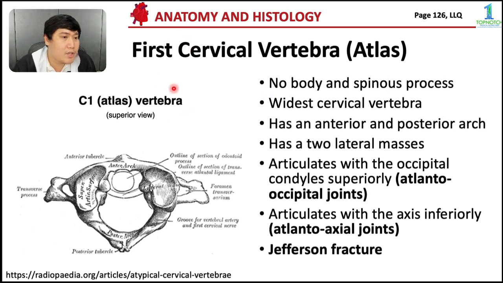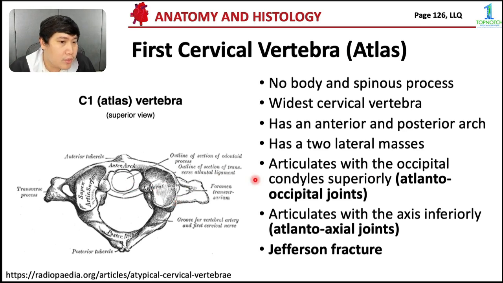Atypical cervical vertebra. Your C1, or your atlas, is atypical because it has no body and no spinous process. However, it is the widest cervical vertebra. It has no body; instead it has an anterior and a posterior arch, and two lateral masses. So this will receive your occipital condyles.